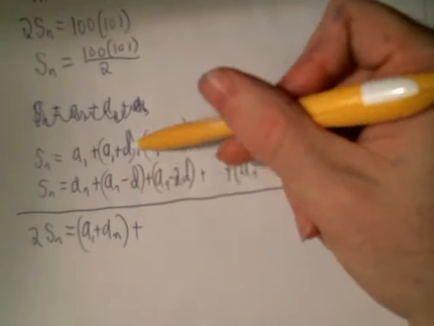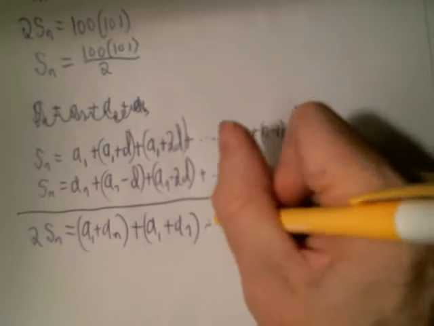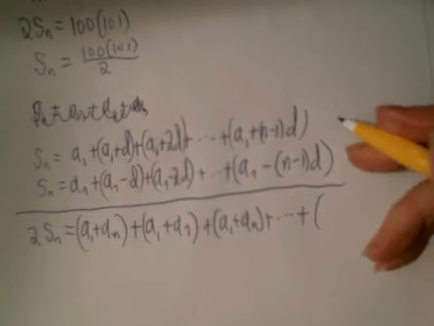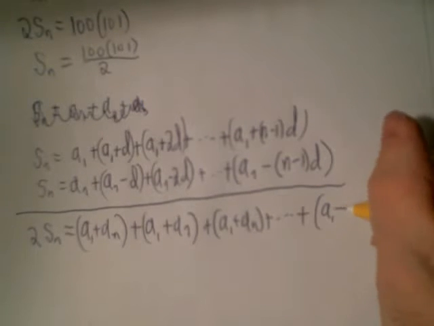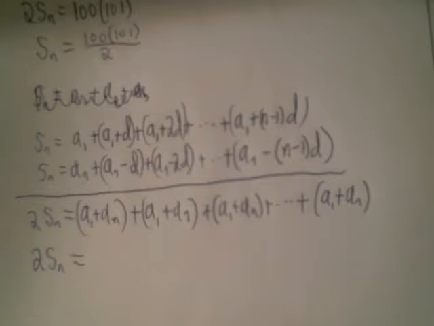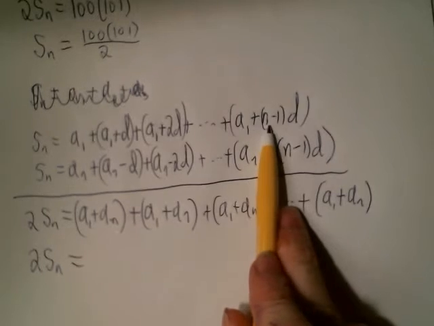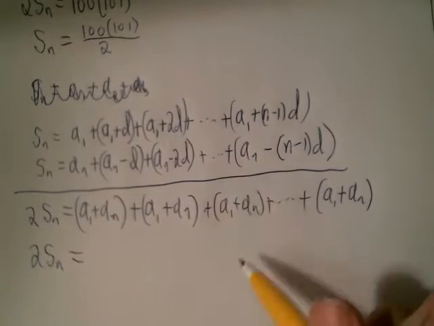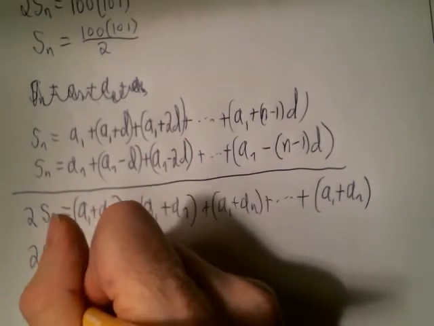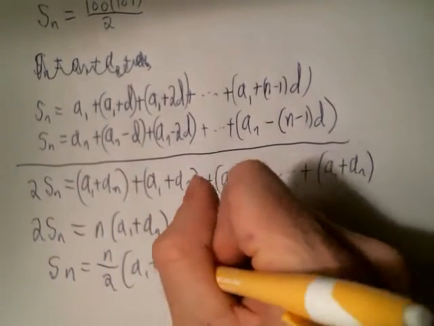and then what is this? The d's will cancel, and you'll get a sub 1 plus a sub n, and plus a sub 1 plus a sub n, and then plus all the way up to a sub 1 plus a sub n again. And then you ask yourself, well, how many were there? There's 1, 2, 3, all the way up to n minus 1 plus 1 of them. In other words, there's n of them. So you have n times a sub 1 plus a sub n. And then divide both sides by 2, and you get n over 2 times a sub 1 plus a sub n.